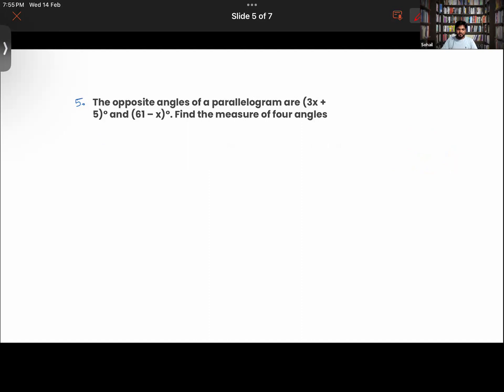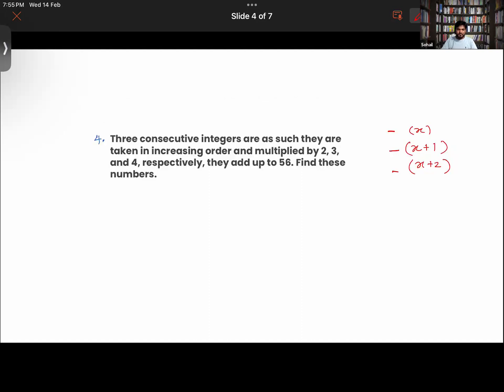Sir, in question number 4, I just took random numbers and multiplied them and I got 56. What were the random numbers you took? Basically, in mathematics, many times you might get the answer, but the procedure might be wrong. So you have to follow the procedure. Okay, sir. Okay, guys, try to solve it as quickly as possible.